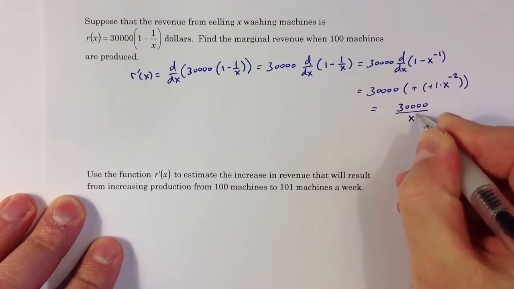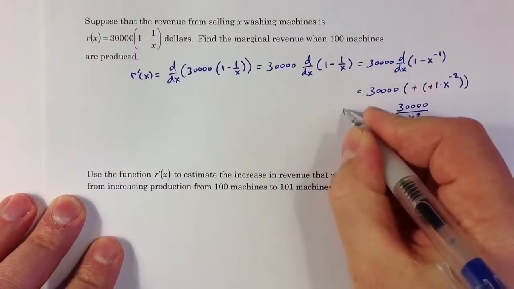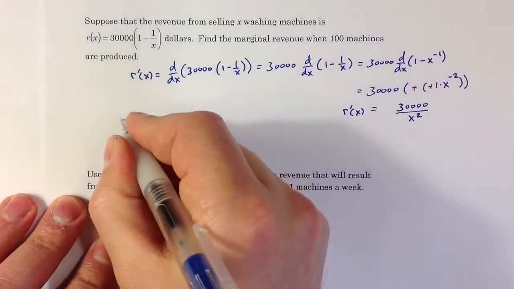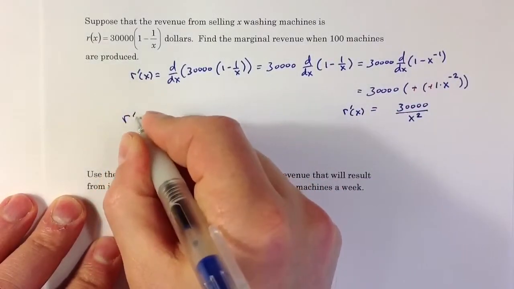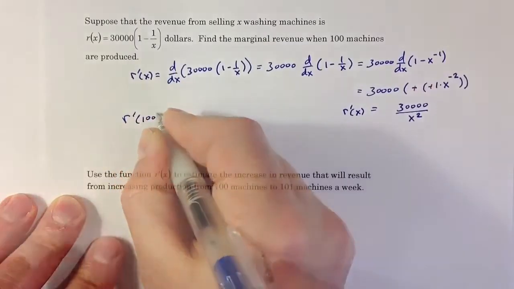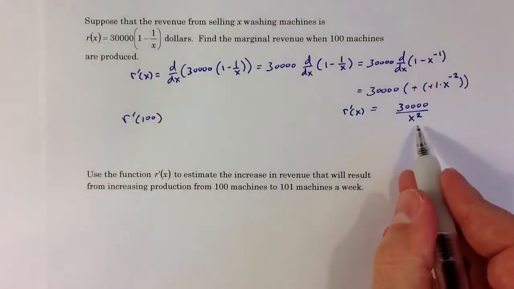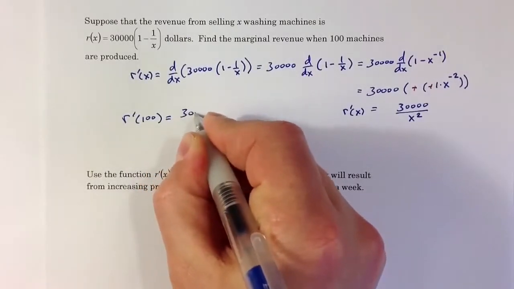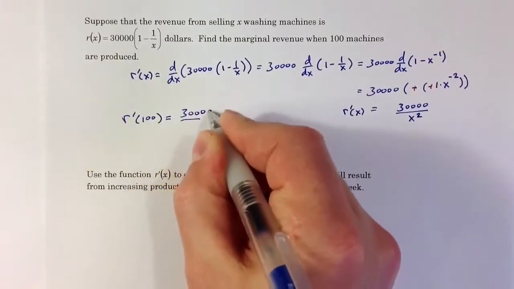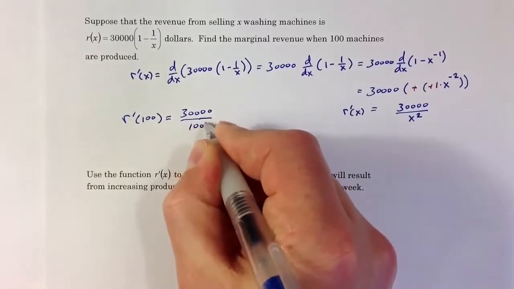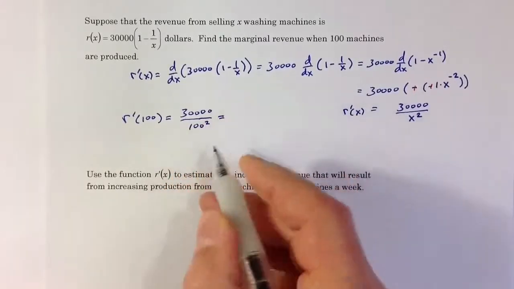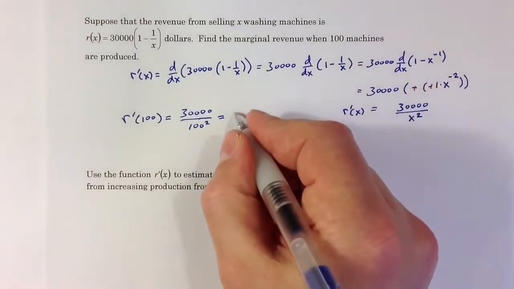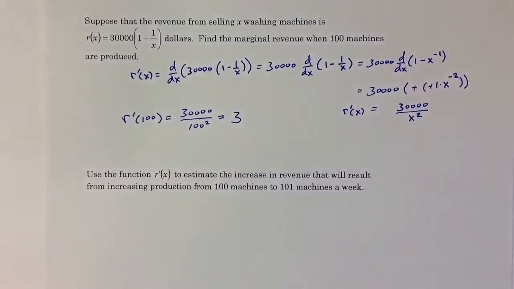over X squared. So that's our marginal revenue function, and I want to figure out the value of that when X equals 100. So if I plug 100 into that, we get 30,000 over 100 squared, but 100 squared is simply 10,000, so this turns out to just be 3.